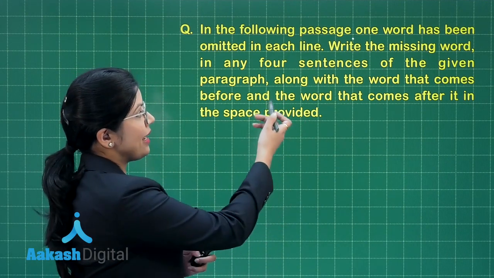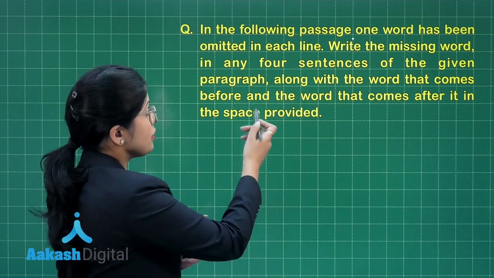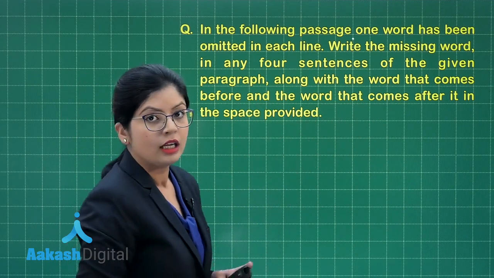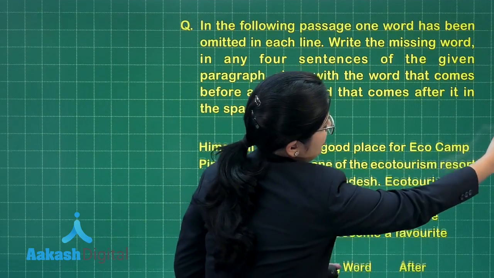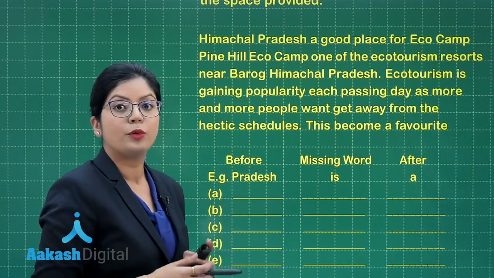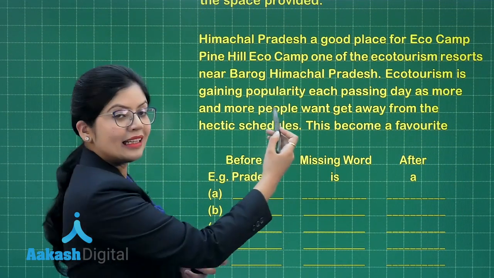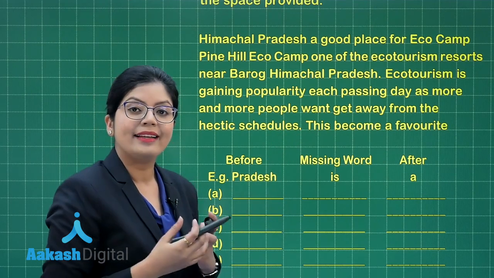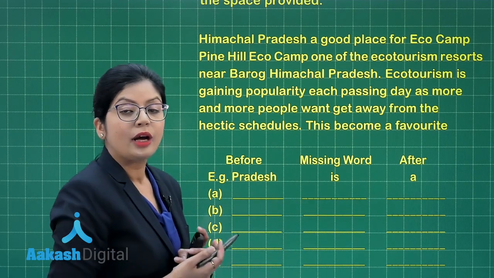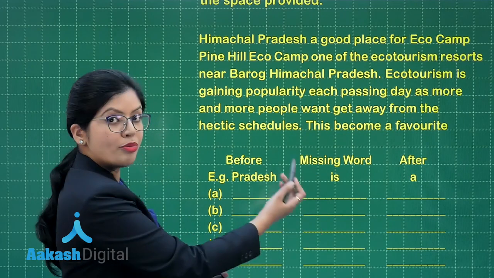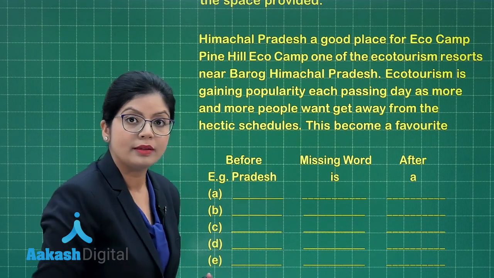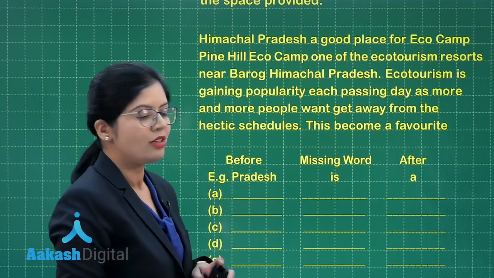Write the missing word in any 4 sentences, also along with the word that comes before and the word that comes after. Now students, this question is a paragraph based question. You are supposed to read the whole paragraph before beginning the question. In each line there will be a missing word. Identify the missing word and write it in the space provided. You have to remember the missing word should come between the word before and after.